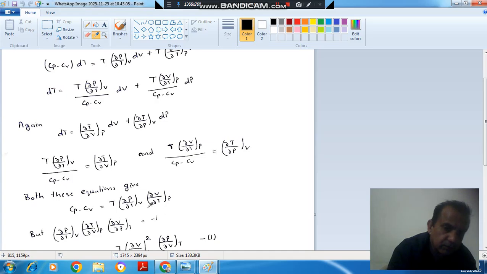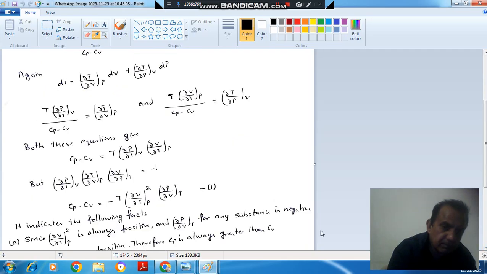So from this we can put the value of (∂P/∂T), so it will be minus (∂V/∂T) at constant P times (∂P/∂V) at constant T. So we can put this value here. So Cp minus Cv is equal to minus T (∂V/∂T) at constant P squared times (∂P/∂V) at constant T. Suppose this is equation number 1, and we will derive and analyze results from it. So this is the general equation of Cp minus Cv.